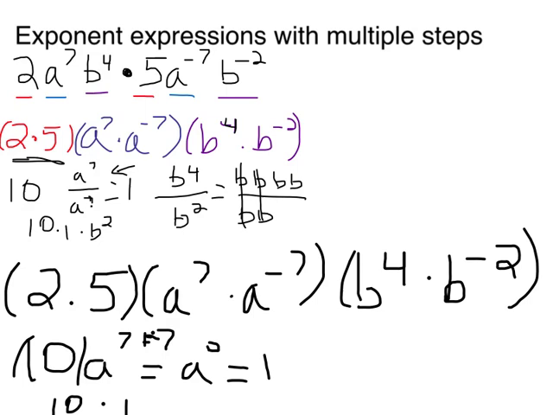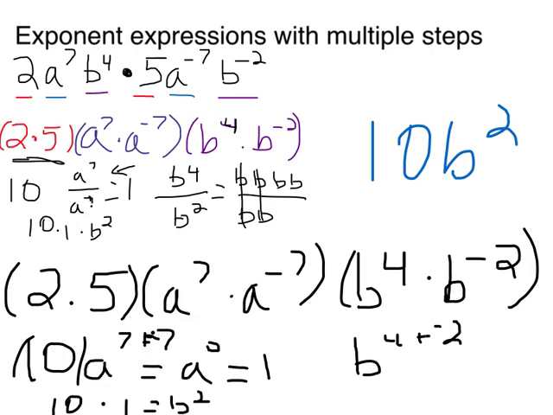And then over here, I've got b to the 4th plus a negative 2. A positive 4 plus negative 2 gives me a positive 2. So I end up with b to the 2nd. So 10 times b to the 2nd. So either way I did it, whatever technique you decide to use, breaking it up like this or like this, you're still going to get the same answer. Your answer is 10b squared, no matter what technique you use.